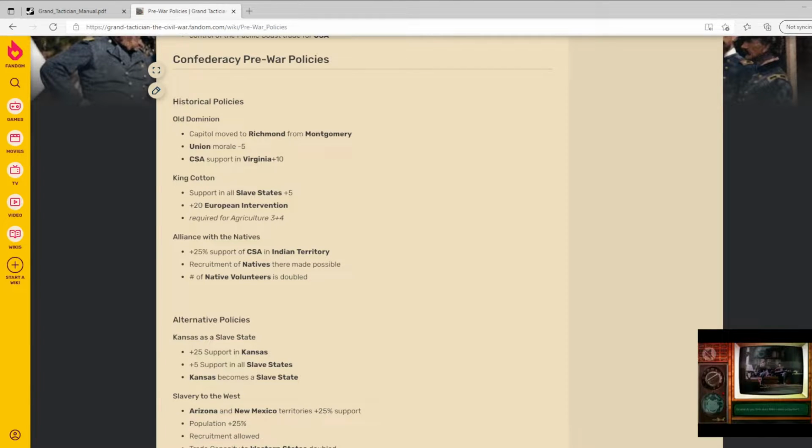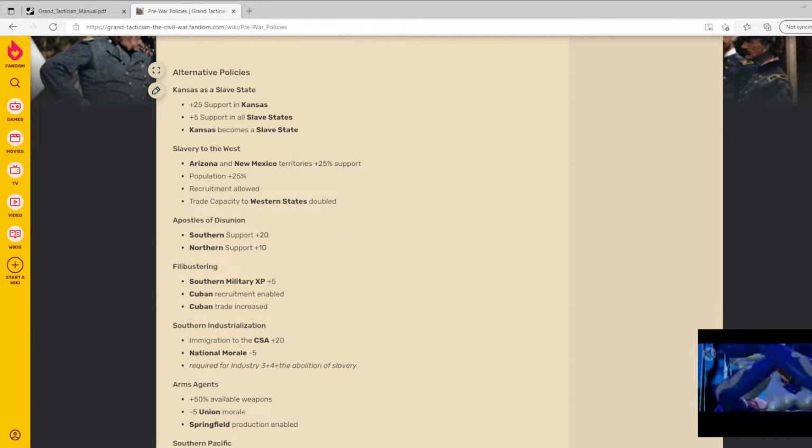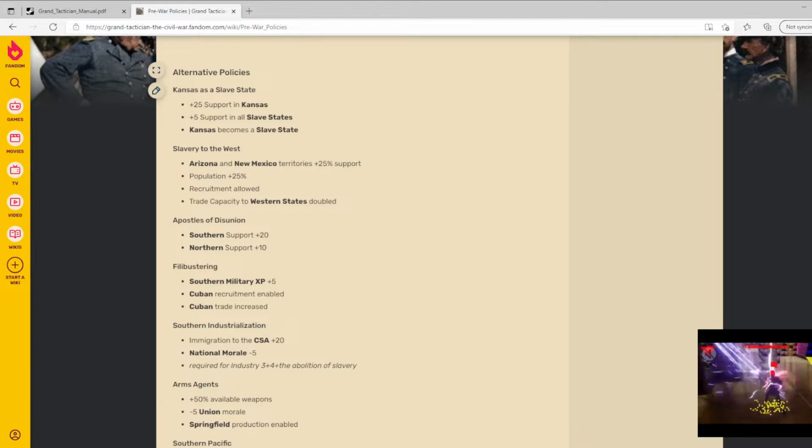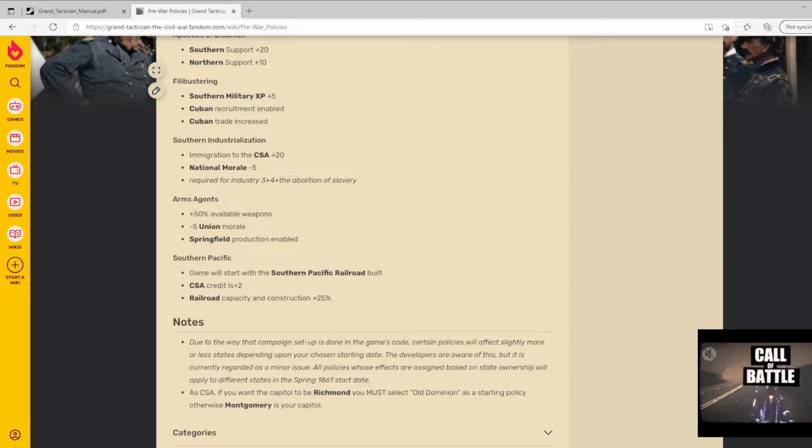On the CSA side of things, the ones I would normally do for this one, Apostles of Disunion, because in your home states you're going to have support very high. I've already mentioned I think support is a really important metric.